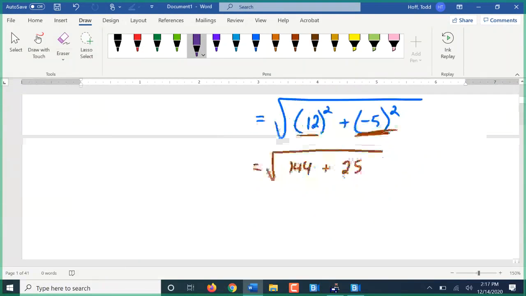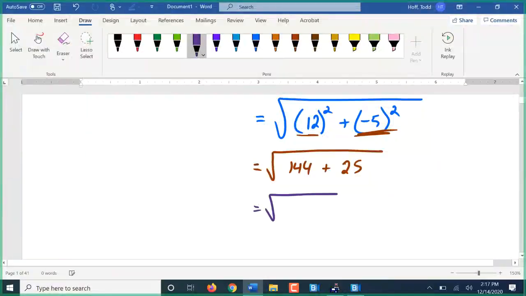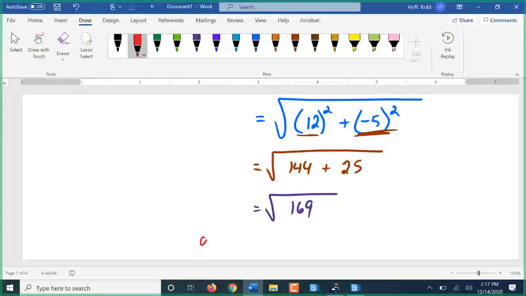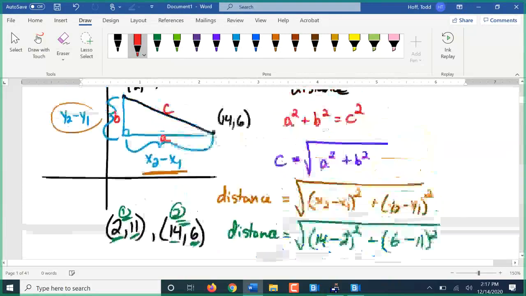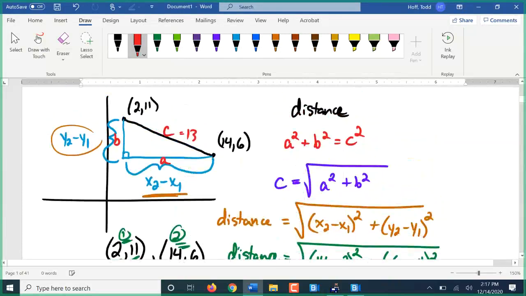We add those together. 144 plus 25 is 169. And so our distance is the square root of 169, which is 13. So the distance between those two points is 13 units.